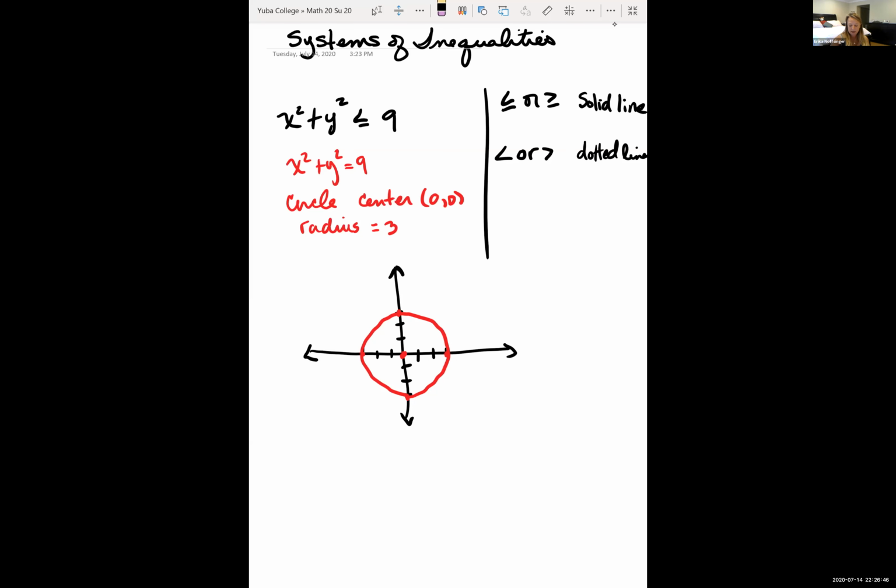Yes, it is. If I had chosen a different value, so let's say I had chosen the point when x is 4 and y is 0. Well, this would give me 4 squared, which is 16. 16 plus 0 is 16. Is 16 less than or equal to 9? No. So no point outside of this region would have worked. And so my solution is going to be everything inside of this and the circumference.